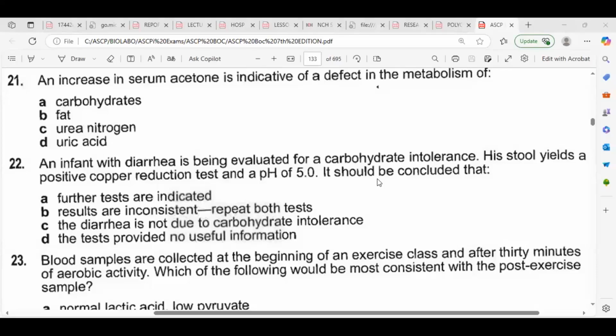Is it true? No. What is carbohydrate intolerance? It is what we call indigestion. When someone is having indigestion, this person will not be digesting carbohydrates. So when the person is having indigestion, the person can lose carbohydrates by way of diarrhea.